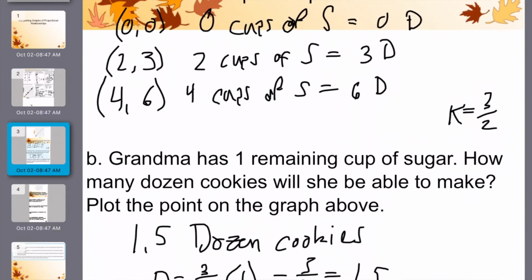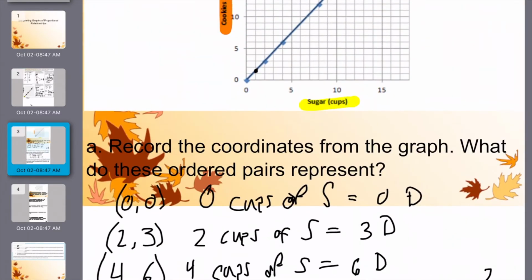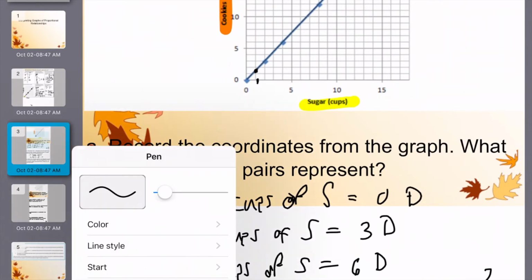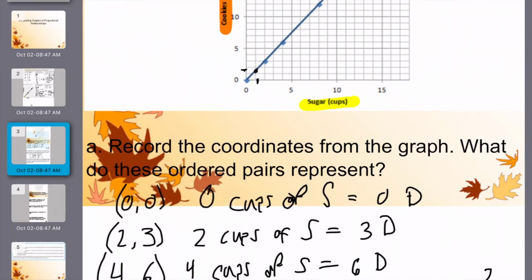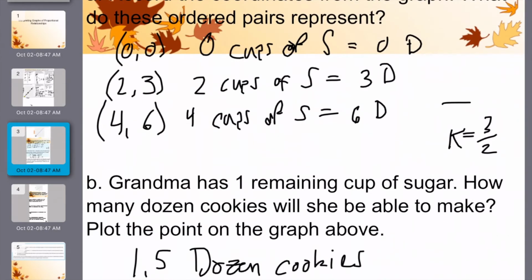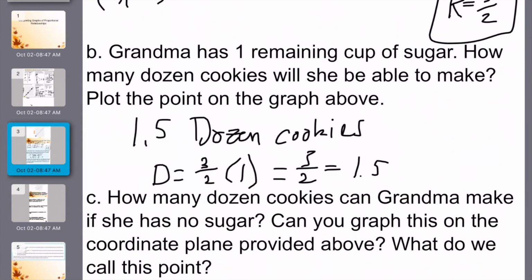But it's really interesting. I see that at this point 1, I get my y value of 1.5, which is actually my constant of proportionality. I wonder if that's something to look out for.